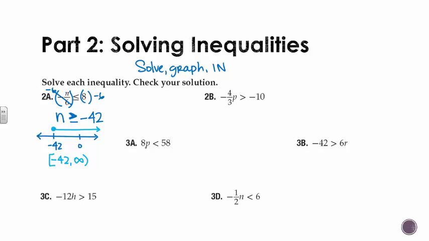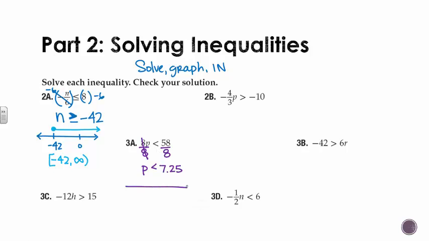So 8 and p are multiplying, so to get rid of them, I'm going to divide. I didn't multiply or divide by a negative number, so it's going to stay the same sign. And 58 divided by 8 isn't even, but if we throw it in our calculator, we end up with 7.25.